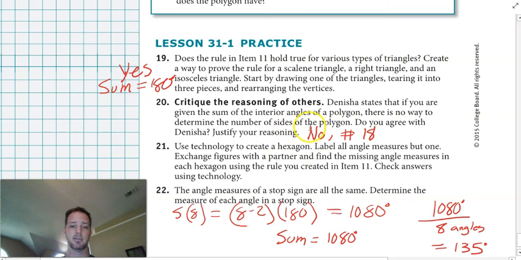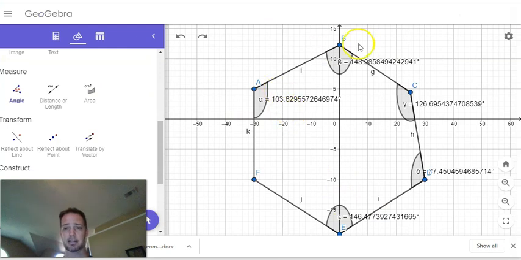Number 21 says use technology to create a hexagon, label all of the angle measures except for one, and then see if you can figure it out. So how would we do that? If I go to a hexagon that I created here, and I know 5 out of the 6 angles, how could you solve for the last one? Well, a hexagon has 6 sides, so n minus 2 times 180 is 4 times 180. We know the sum is supposed to be 720.